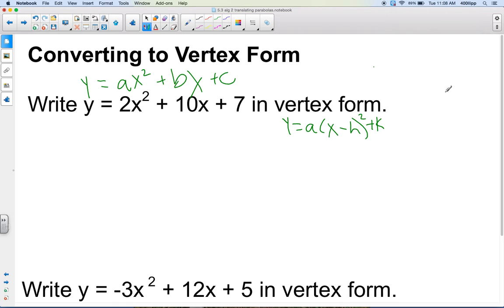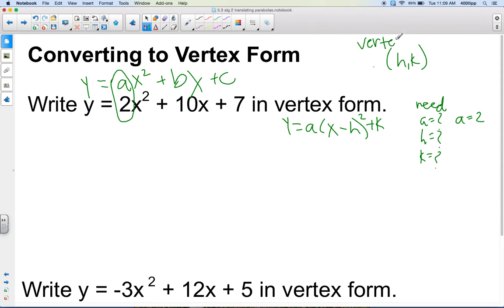So we know that in vertex form, we need to know what a is equal to, what h is equal to, and what k is equal to. Okay, well, we already know what a is equal to. a is equal to 2. So, a equals 2. We know also that h and k is actually your vertex.